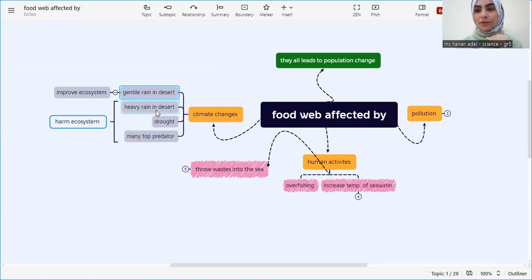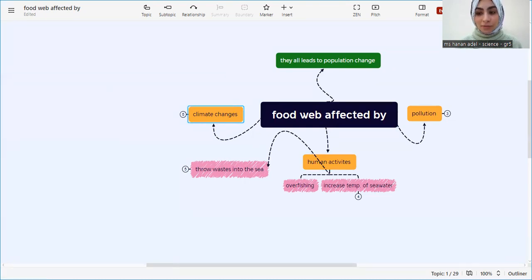And here, if we have heavy rain, heavy means a lot of rain, of course it causes flooding, which will kill the plants and animals. If we have drought, no water at all, this affects the ecosystem so badly. No water means no plants, means no ecosystem. If we have many top predators, remember the top predator, the last one that eats a lot of organisms, that eats large meat. If we have a large number of top predators, they will eat most of the organisms and will harm the ecosystem, of course. This is the climate change.